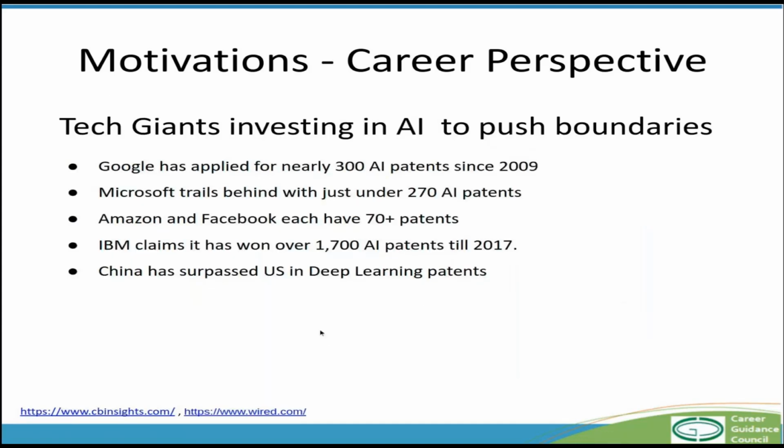Again, I showed you some of these companies, but at the same time you have to understand that machine learning is also about invention, trying to come up with new technologies. And who better than the tech giants in the world to push the frontiers? Google has applied for nearly 300 AI-based patents since 2009. Microsoft is just behind Google with 270 AI patents. Amazon and Facebook have 70 plus patents.